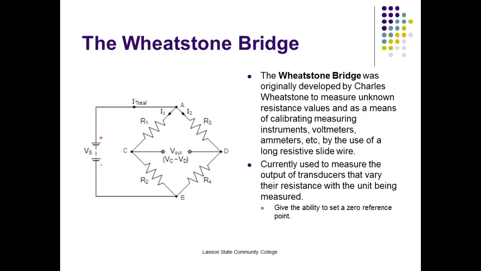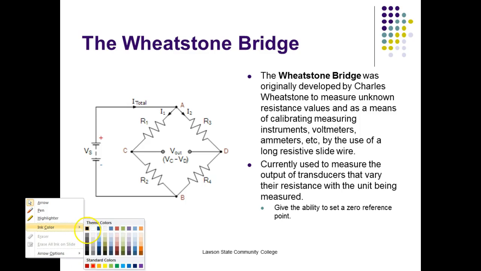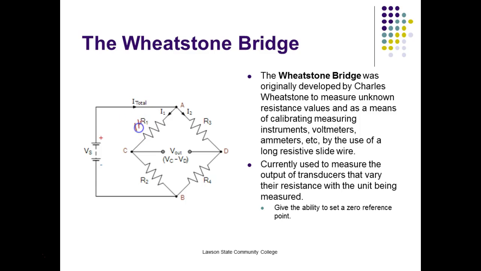So if I was to come over here and make this a 1K, and we'll make all of them the same thing. Let's make this a 1K and a 1K and a 1K. What would I measure if I put my meter right there? And let's say we've got 10 volts over here. It measures 0. Why? So it's balanced, but why?